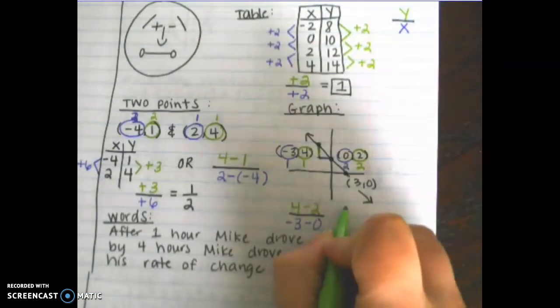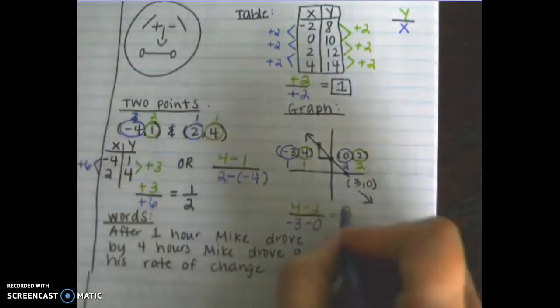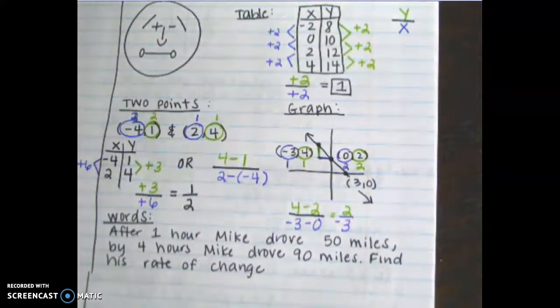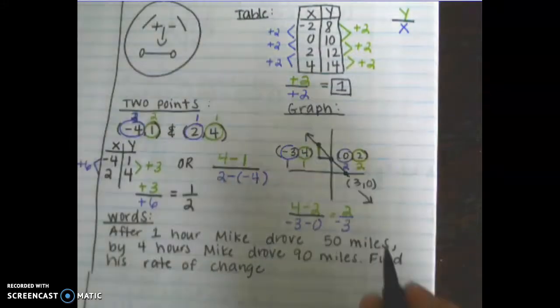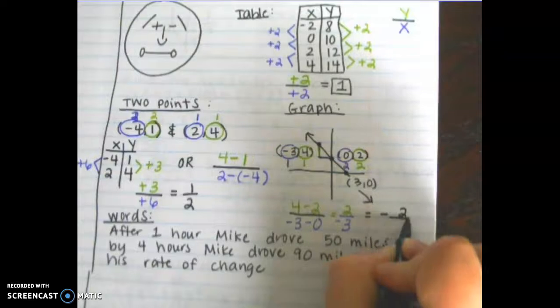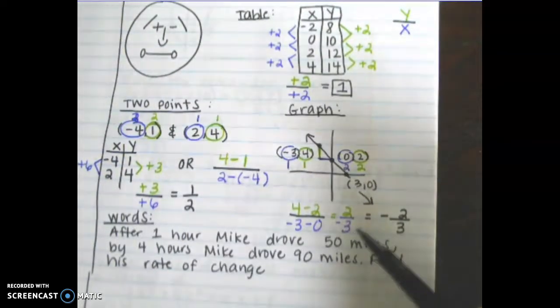So 4 minus 2 is 2. Negative 3, take away 0 is negative 3. And I can't reduce that at all because those are both prime numbers. But what we do sometimes do is just put the negative sign out front. You could put the negative sign out front, you could leave it on the 3, you could put it up with the 2. It doesn't matter where you put it. You can either put it up top, out front, or on the bottom.